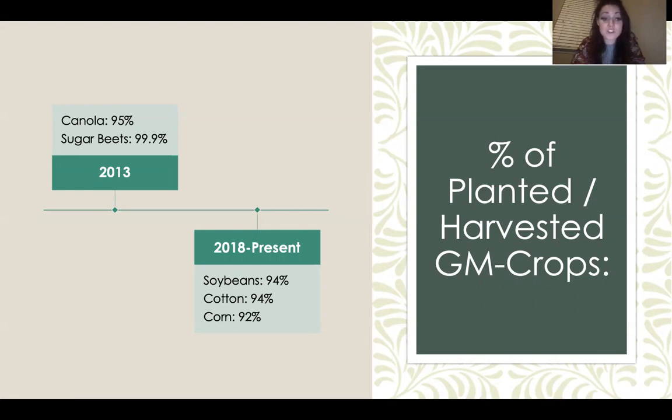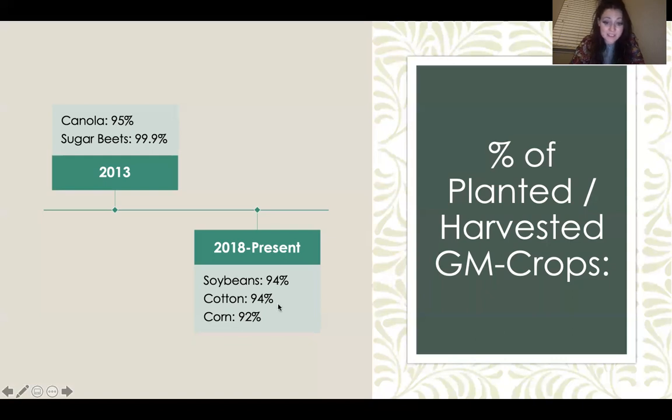99.9% of sugar beets in 2013 were genetically modified. Now, 2018 to present, we're still sitting in the 90th plus percentile for our genetically modified produce. Soybeans are sitting at 94%, cotton steady at 94%, and corn at 92%. So think about this. The majority of what we're consuming, that's out there in our produce, is going to be genetically modified. Doesn't leave much range.